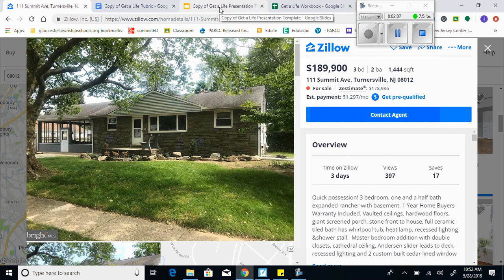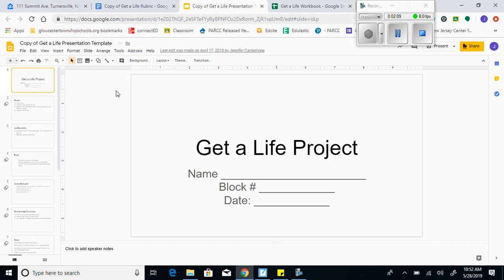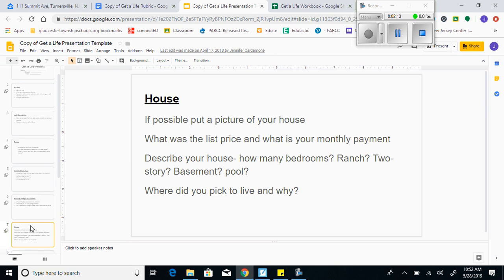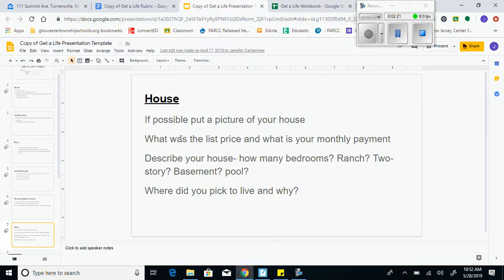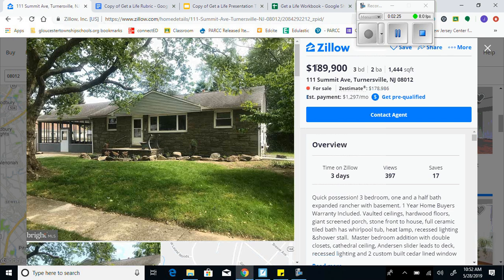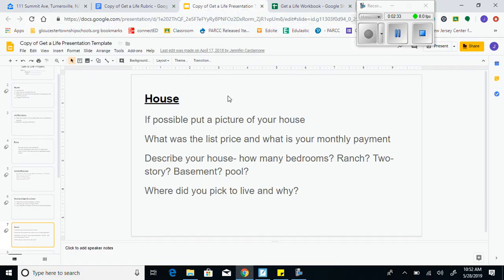When I'm in my Get a Life presentation, I am working down on slide 7. On slide 7, if I can get a picture of my house, which you can easily get right from here, I would like to add that. I also want to write down what the list price is. The list price of my house is this number right here, $189,900. So I'm going to list that as my list price.